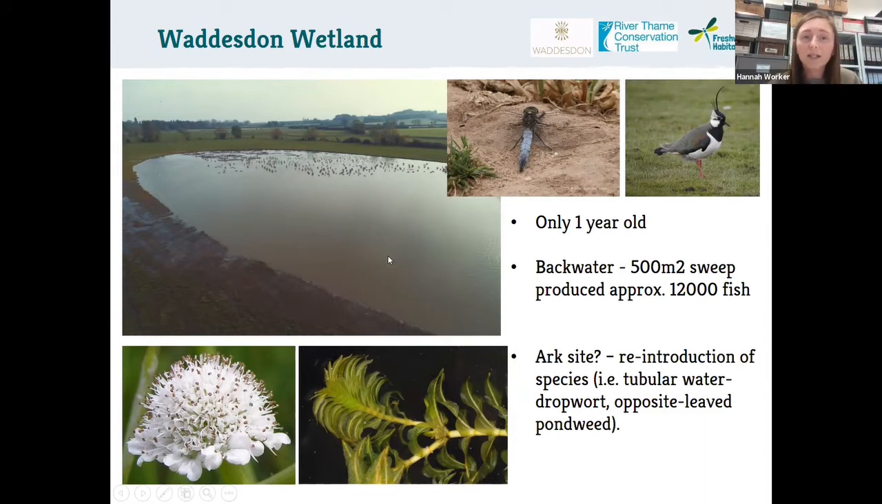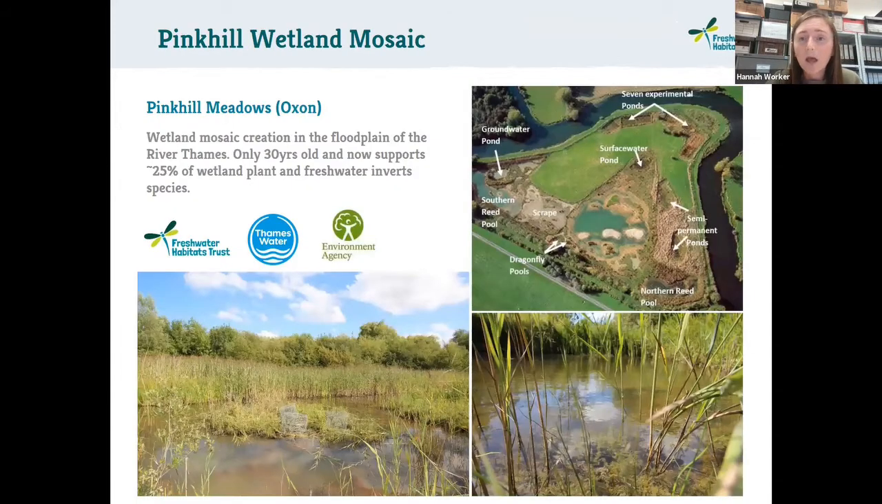And what we could consider, so the site is going to be left to colonise naturally, but what could be considered in the future is using it as an ARC site, so we can actually use it to help reintroduce some of these species. So like tubular water droplet, a big floodplain species, and opposite leaf pondweed, and a few others that are still in the landscape, but as they're not as readily able to disperse across the landscape, we can give them a hand to get them more established, and then hopefully from there we can start expanding them out into the landscape. So yes, quite an exciting project. It'd be amazing to see what it turns into.